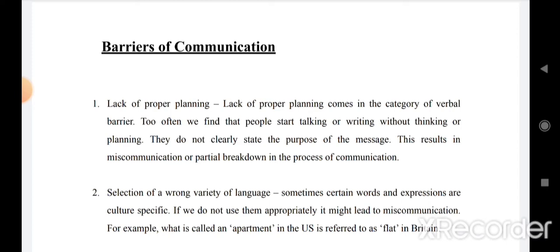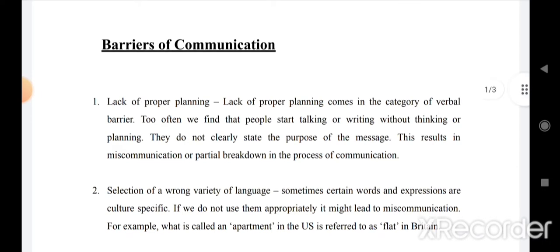If you remember what I'm talking about, communication is only effective when the message is properly conveyed from person A to person B, and a response is also generated back from B to A. So there are various barriers, various obstacles, various problems that crop up during the process of communication, and this is what we are going to discuss. What are the things which hamper the process of communication, making it ineffective?